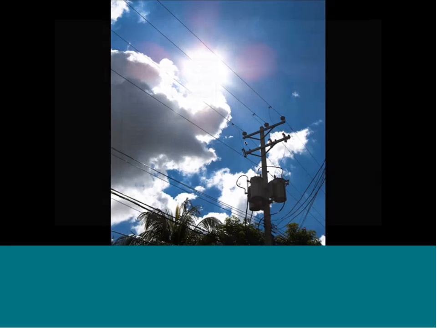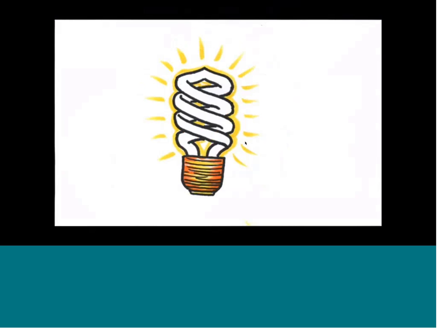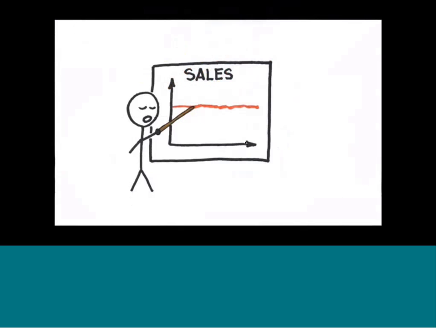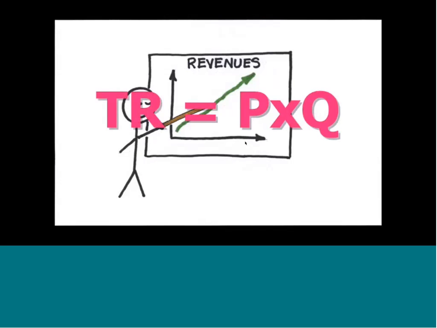We don't like the rate increases, but other than trying to conserve a bit here or there, we continue to consume the electricity. This means that the electric company could raise prices quite a bit and not see very much decrease in the quantity demanded. As a result, total revenue, price per unit times the number of units sold, will increase overall.